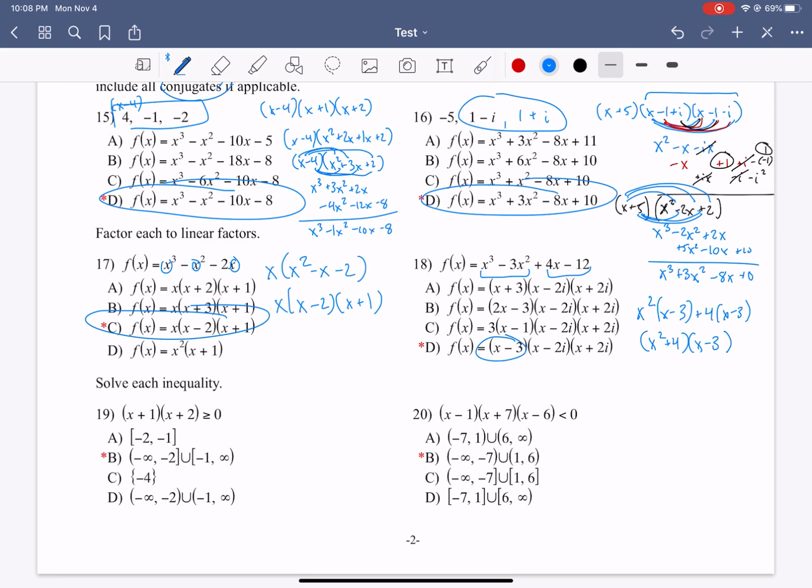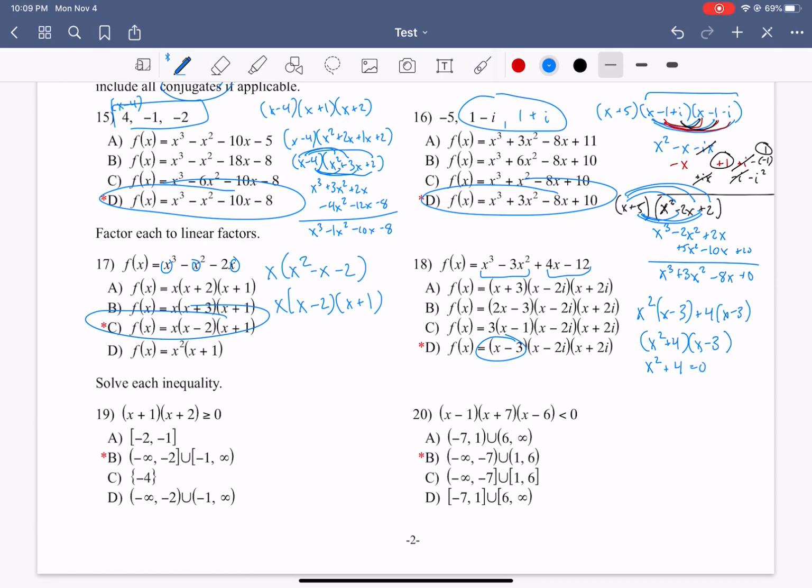But let's talk about how we get this 2i. So we want to factor that a little bit more. When we look at this, we have x squared plus 4. We need to find some number that when we multiply it together, it gives us positive 4, but adds up to 0.